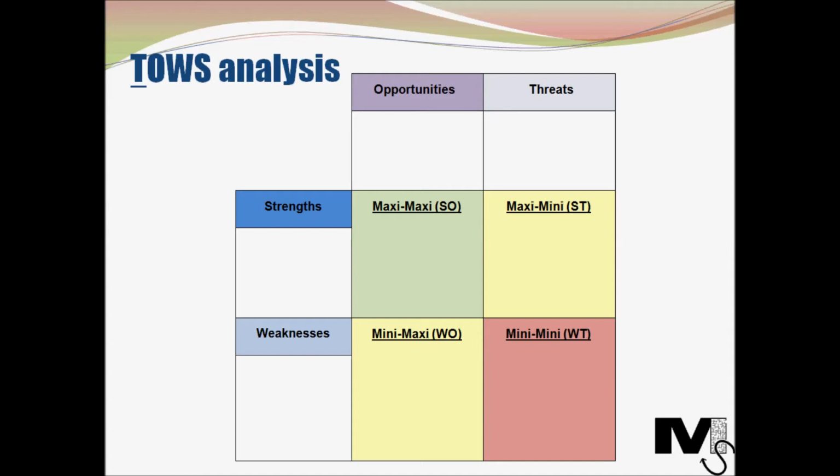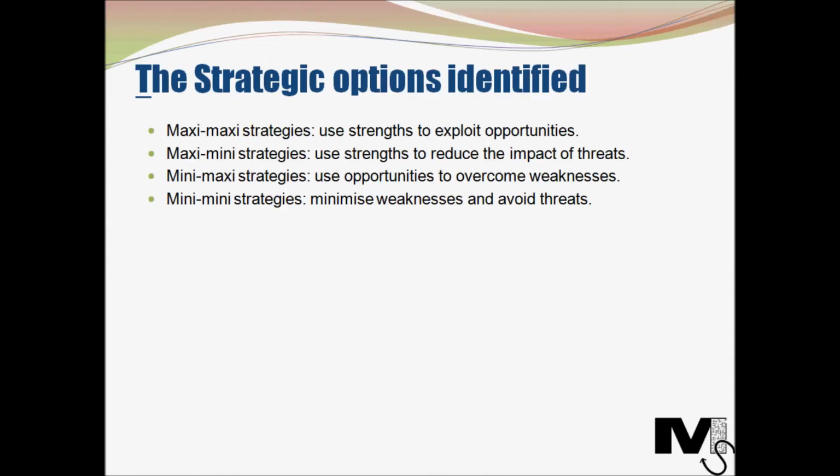Now, the strategic options are as follows. So essentially, combining strengths and opportunities gives you maxi-maxi strategies. And what is the aim of these strategies? The aim of these strategies will be to use the strengths to exploit the opportunities that are presented. Combining strengths and threats gives you maxi-mini strategies, and the aim of these strategies will be to use the strengths to reduce the impact of the expected threats.